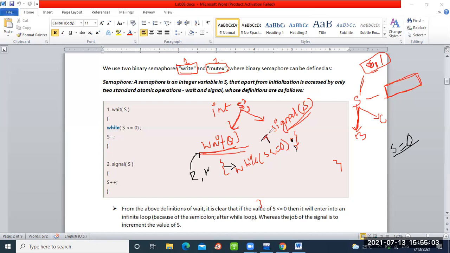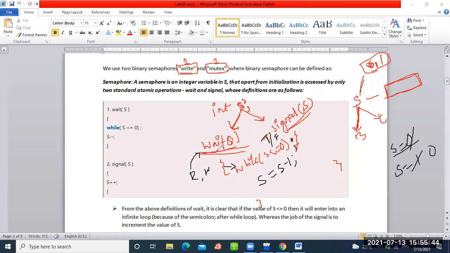Now if this condition is false, that means the value of s is not equal to 0. If it is not equal to 0, then it will be equal to 1. Yes or no? If it is equal to 1, this condition is false. If this is false, I will simply decrement the value of s, s equals s minus 1. Why? Because I am now going to enter the critical section, and whenever I enter the critical section, I have to make the value of s equal to 0. This is what your wait function does.